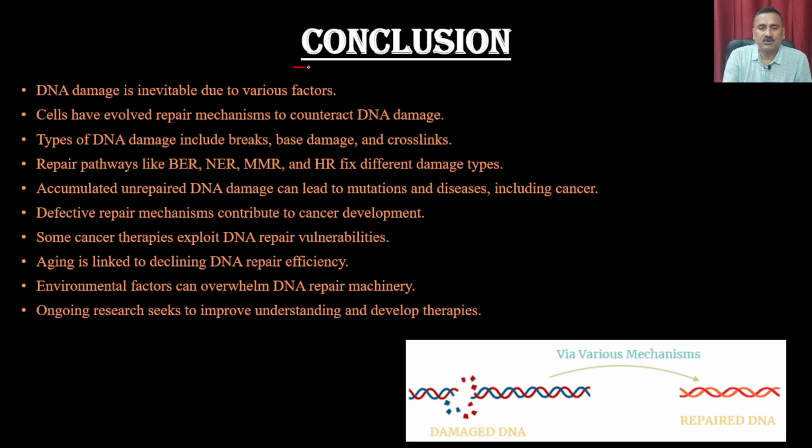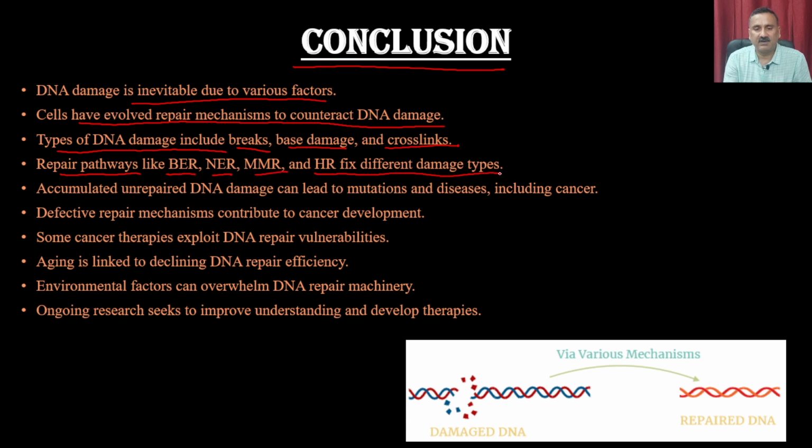So in conclusion, DNA damage is inevitable due to various factors. Cells have evolved repair mechanisms to counteract the DNA damage. Types of DNA damage include breaks, base modifications and cross links. Repair pathways like BER, NER, MMR and HR fix the different types of DNA damage. Accumulated unrepaired DNA damage can lead to mutation and disease, including cancers. Defective repair mechanisms contribute to cancer development.